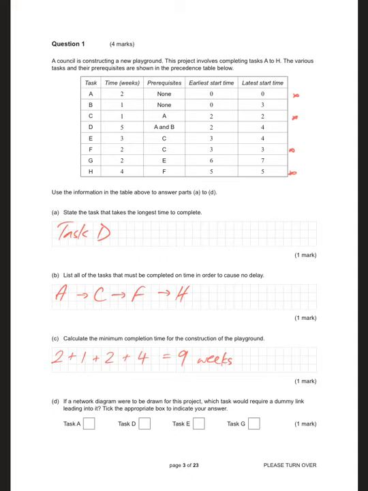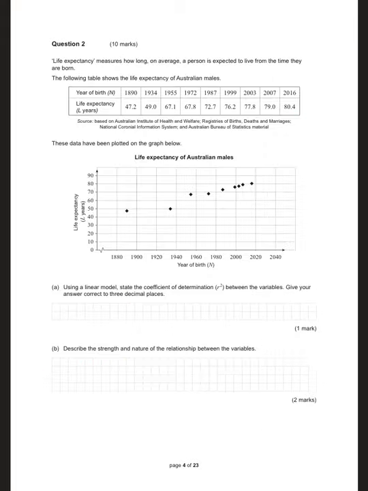If a network diagram were to be drawn for this project, which task would require a dummy link leading into it? So look for shared prerequisites, but not all the same. The shared prerequisite is A, and the dummy link goes from A to the task with other prerequisites. So it goes from A to D. Task D would require a dummy link leading into it. That's question 1, done.